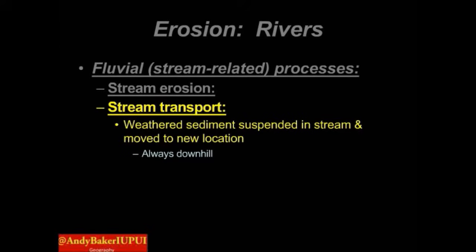Now moving on to stream transport. So we have weathered and eroded away sediment that now is transported somewhere else. And so stream transport, always downhill, always downslope. So essentially weathered sediment suspended in stream and moved to a new location.